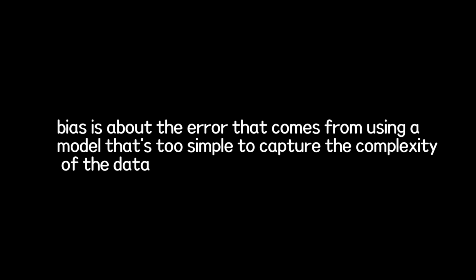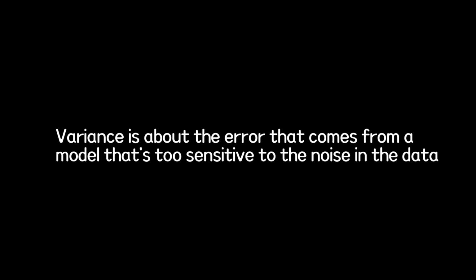Absolutely. Now, the bias-variance trade-off, that's a core concept in machine learning. What is that all about? It's about finding the right balance between two types of errors. Bias is about the error that comes from using a model that's too simple to capture the complexity of the data. Variance is about the error that comes from a model that's too sensitive to the noise in the data. So one is about oversimplifying, the other is about overfitting. Right. And as you increase a model's complexity, you typically decrease bias, but increase variance, and vice versa. It's a delicate balancing act.